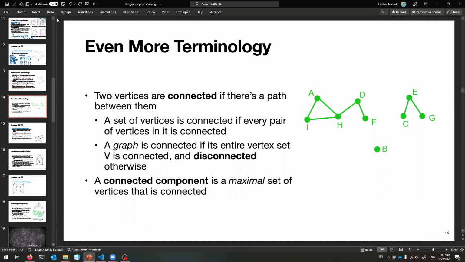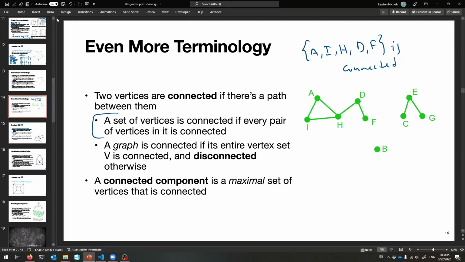is there a way at all to get from one place to another place? And that idea is called connectedness. So we say that two vertices are connected if there's a path between them. There's a way to go from I to D, so I and D are connected. Okay? For example, everybody here can get to everybody else. So this is like the whole graph, but all these guys can get to each other. So this whole set, like A, I, pick out any two, H, D, and F, those are all connected, right? That whole set is connected.